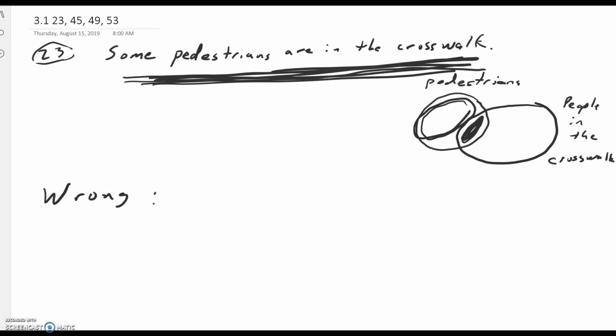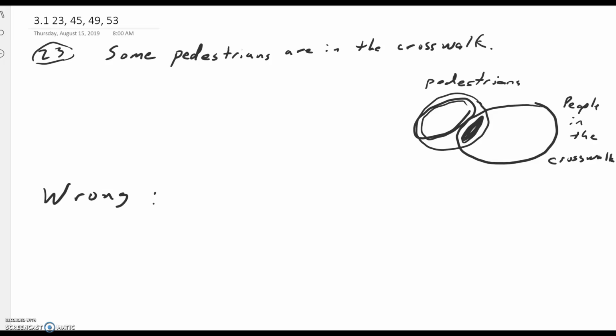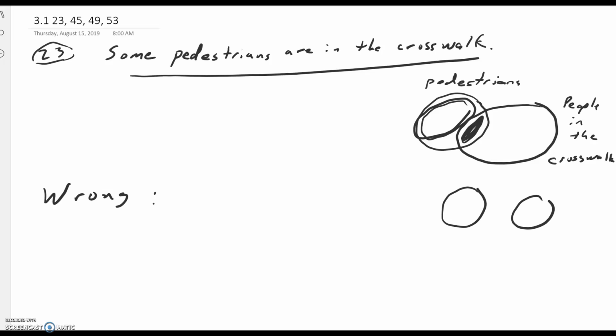So, what makes this be false? Some pedestrians are in the crosswalk. What makes it be false? What makes it be false if this is the pedestrians and these are the folks in the crosswalk and there's no overlap? And what is this case? No pedestrians are in the crosswalk.